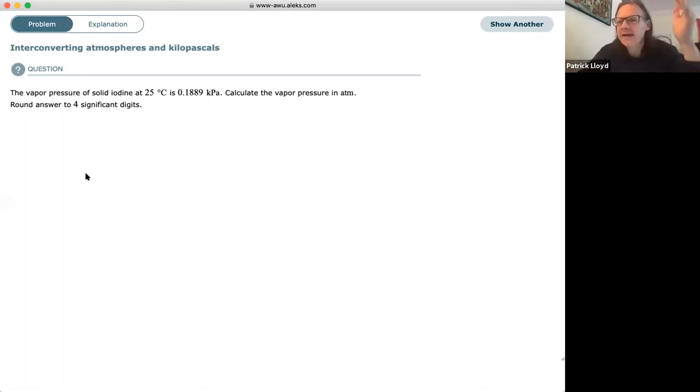So other than that, it's a pretty simple calculation. They give us the vapor pressure at room temperature, 25 degrees C is about room temperature. It's 0.1889. Now think about it. 1 atmosphere was 101.325 kPa. This is 0.1 kPa. That's pretty low. So we're not claiming that a lot of that iodine is boiling off into a gas. Only a tiny bit of it is, because that's a pretty low pressure. But it's a very simple conversion to do. All you need to do is to look up the conversion factor.